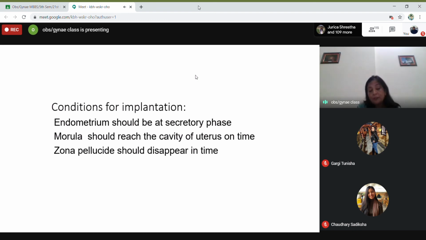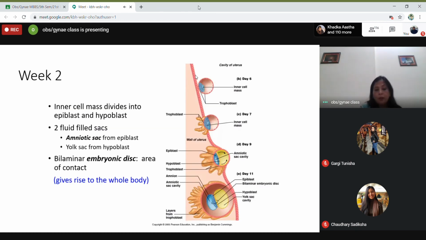Another thing is the zona pellucida should disappear in time. When the blastocyst touches the endometrium, it should disappear. If it doesn't disappear, then it cannot embed inside the endometrium. So it should be shed in time. So this is the implantation. I have already talked about the ovulation, fertilization, and implantation. Now further development occurs. Okay.